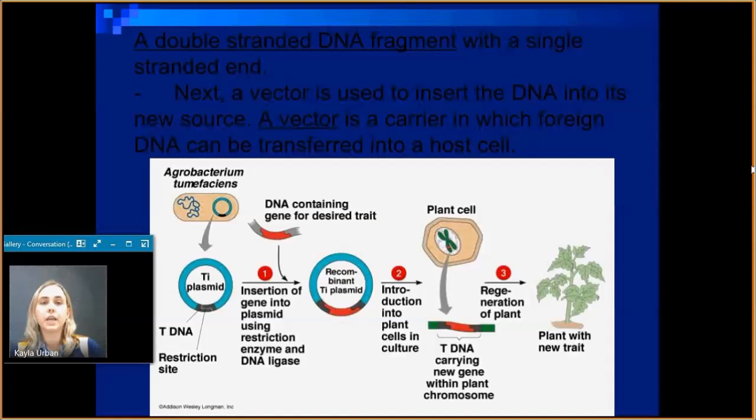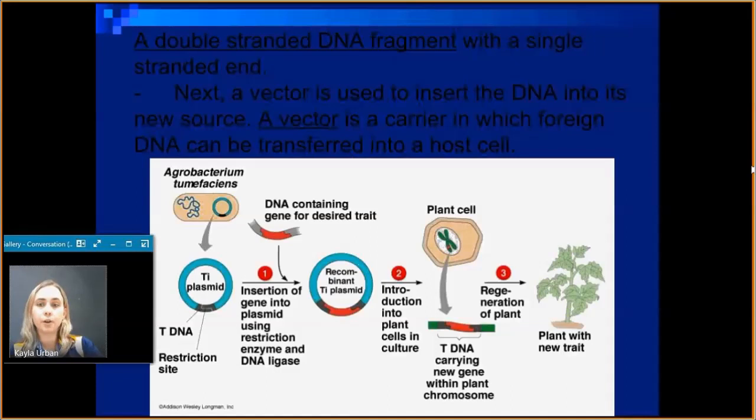The vector is a carrier in which a foreign DNA can be transferred to the host cell. So again, it's a carrier, but a lot of times the vectors aren't other animals. Here they can be like the bacteria or the virus themselves, and we're using it to transfer not a disease, but a segment of DNA.